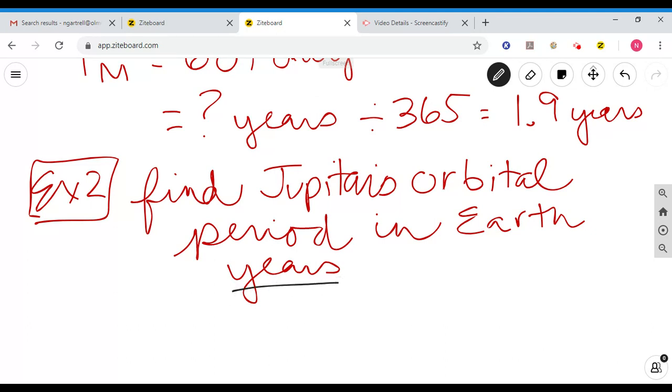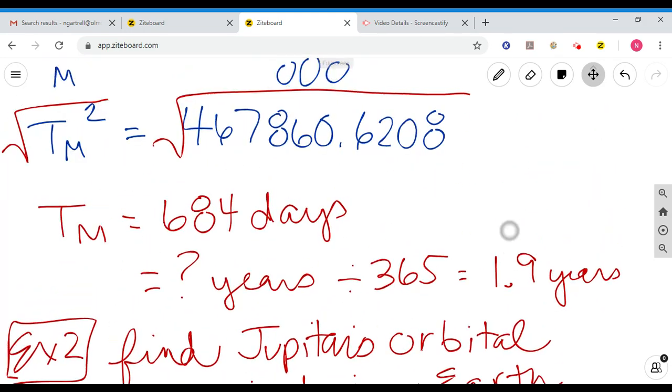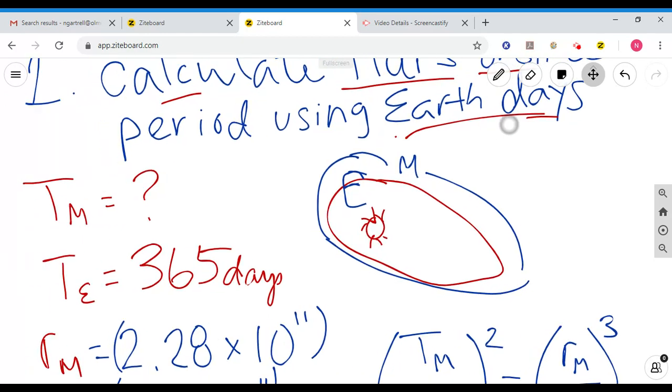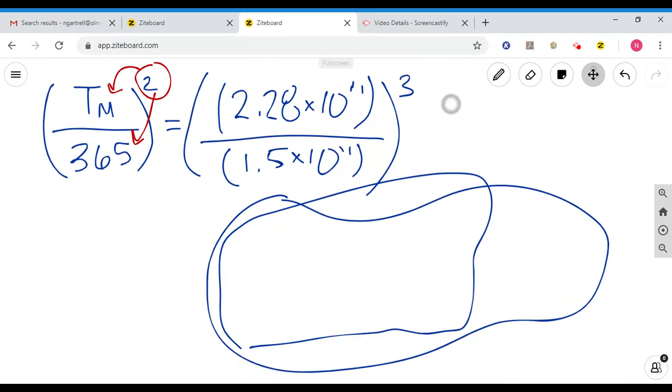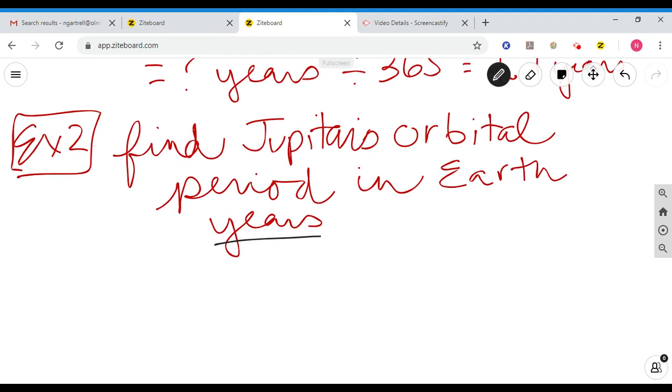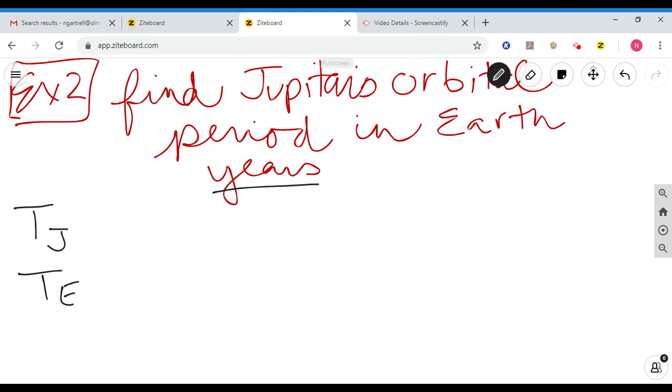Note that the period in this one is years. The period in problem number 1, oh my gosh, look at all that work, is days. So you need to pay attention to the wording. All right, so step 1, see if you can fill in the 4 variables. The 4 variables are T sub j, T sub e, R sub j, and R sub e.